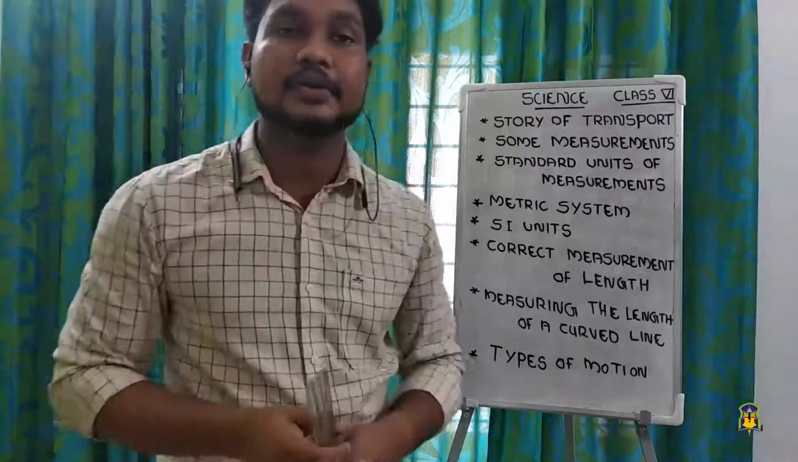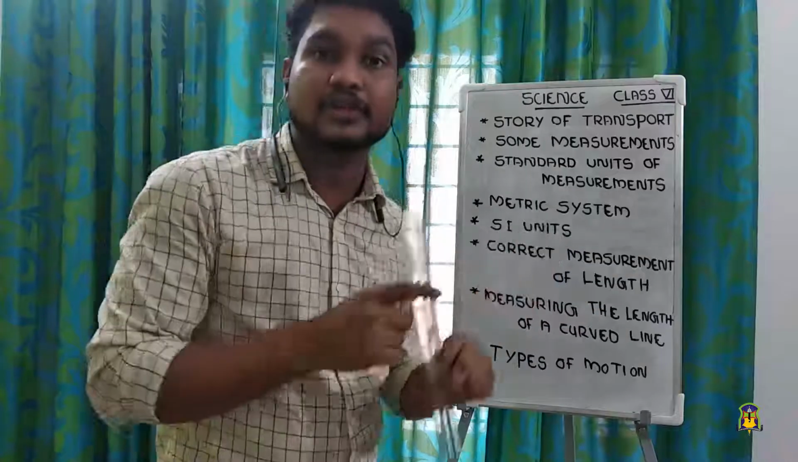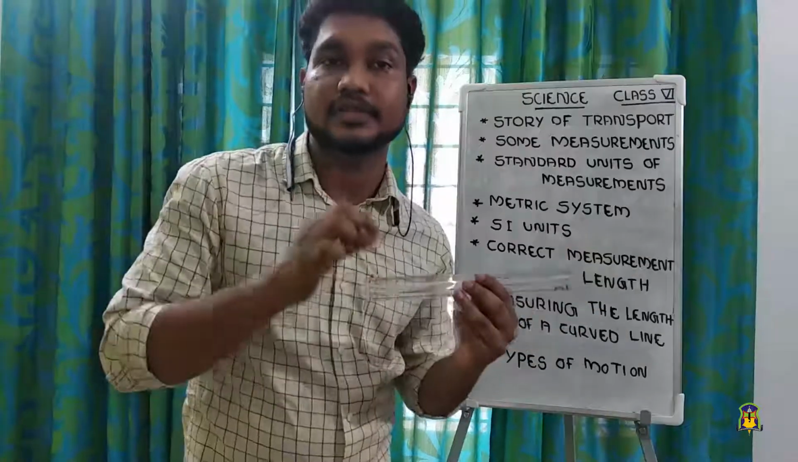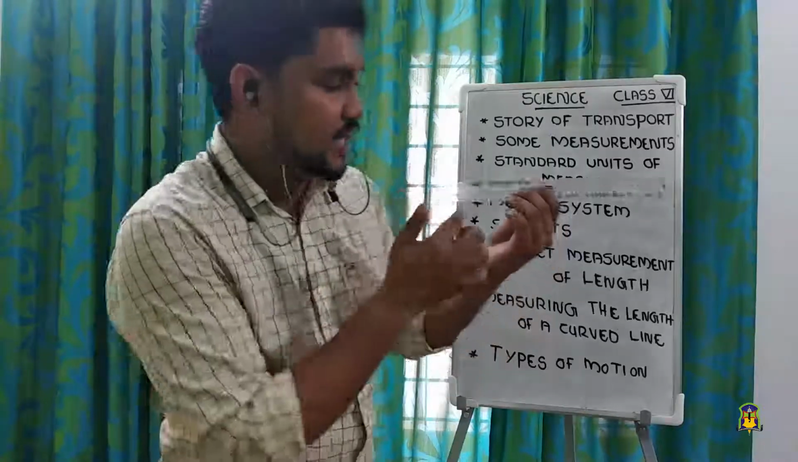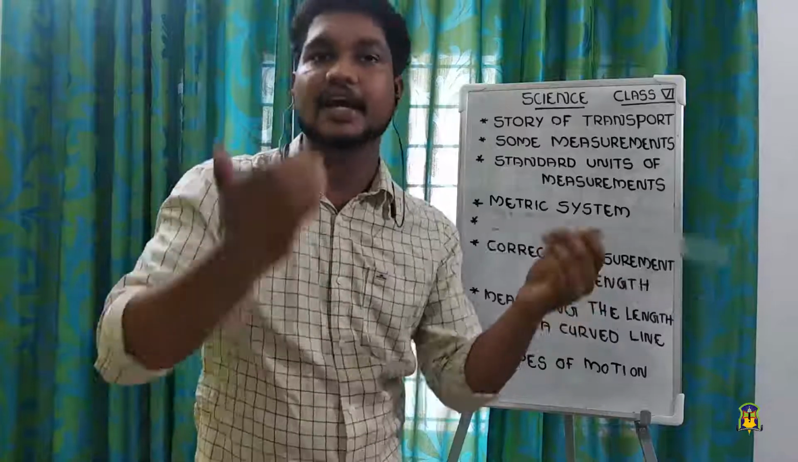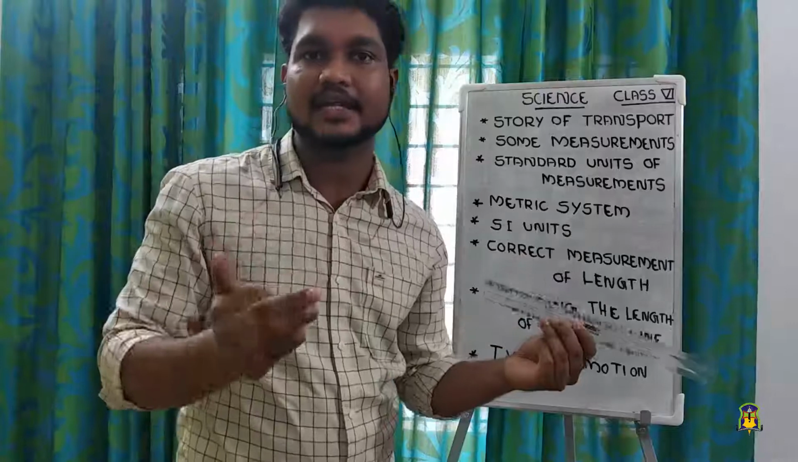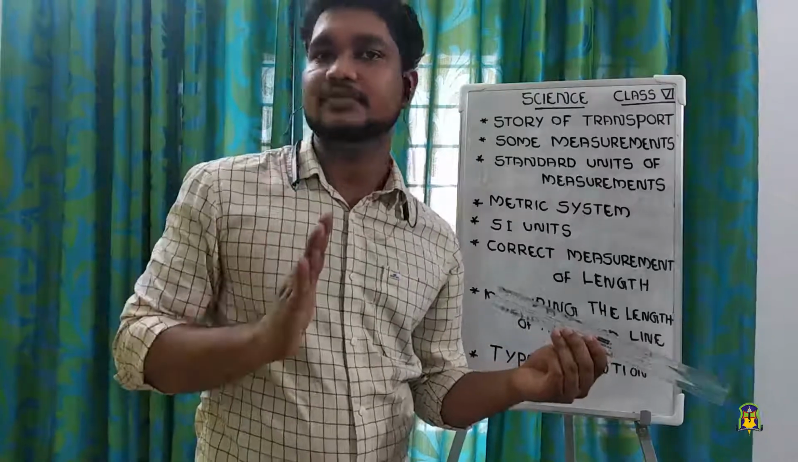And the second precaution: if the scale is broken, then also we can take the measurement using this broken scale. We can start from the next point, but after getting the final answer, we have to subtract that value. Clear? Then we will get the right answer. We will get the exact answer.